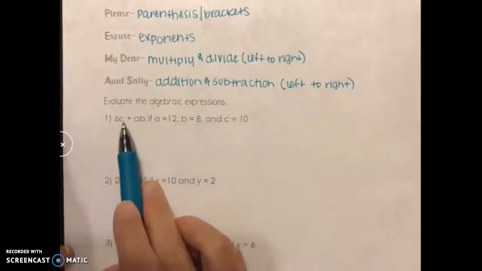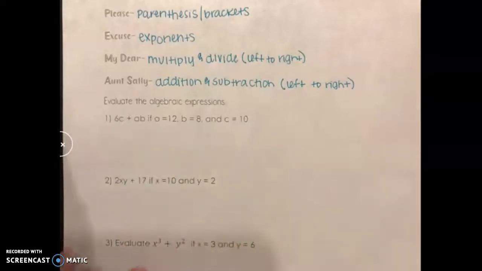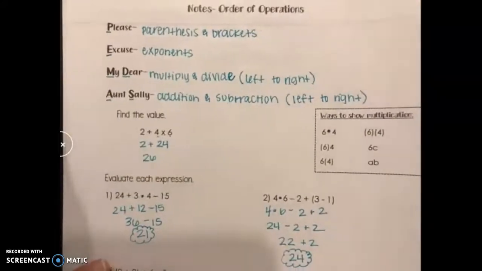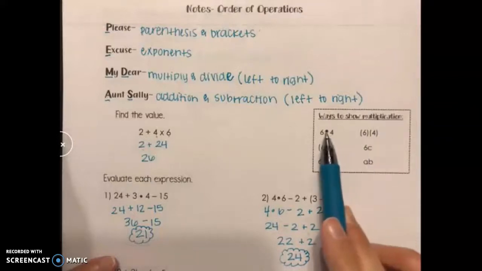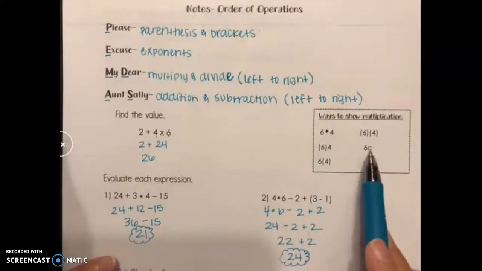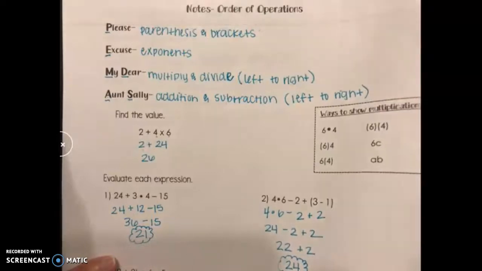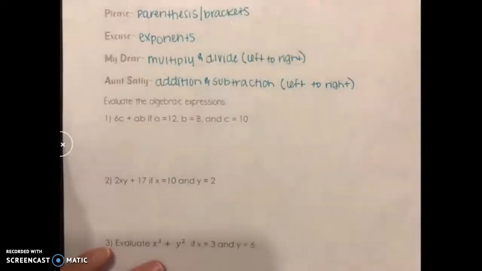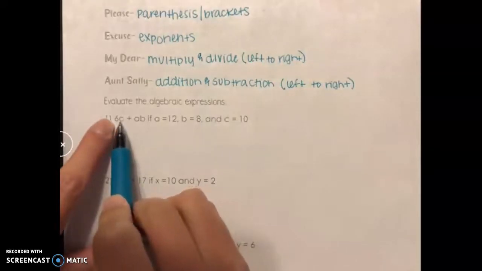Okay, so number one says 6c plus ab. Now, guys, if we remember back to when we were doing evaluating expressions, when we were using just order of operations, remember, and I'm taking out our notes from that one, remember that there were multiple different ways that we could show multiplication. We could have the dot, parentheses. Remember that we could have a number next door to a variable, and if it's a variable next to a variable, that also means that we need to multiply. Okay, so that means the 6 right next to our variable, that means we're going to be multiplying.